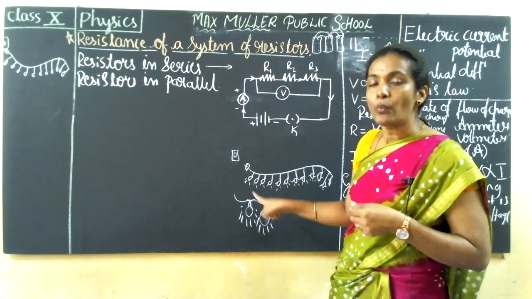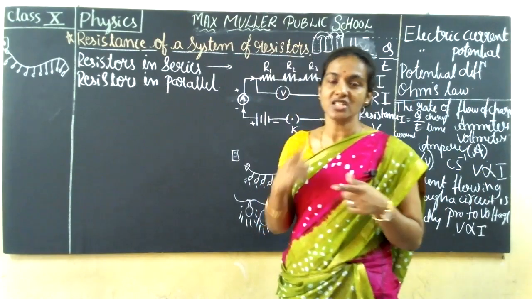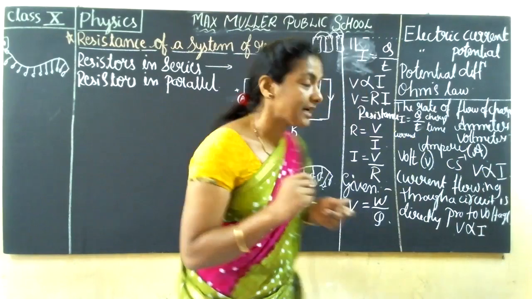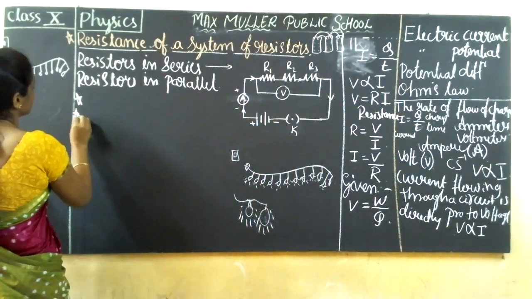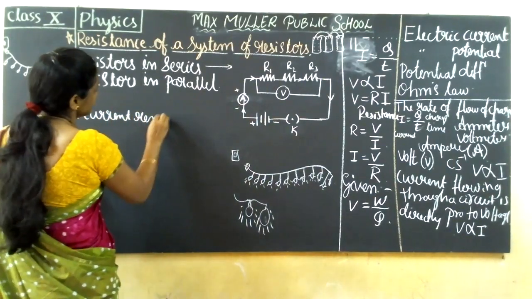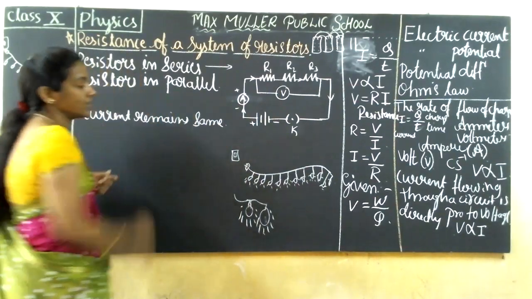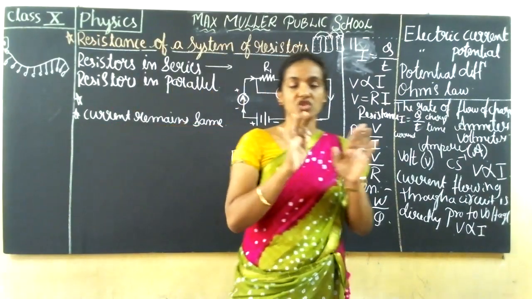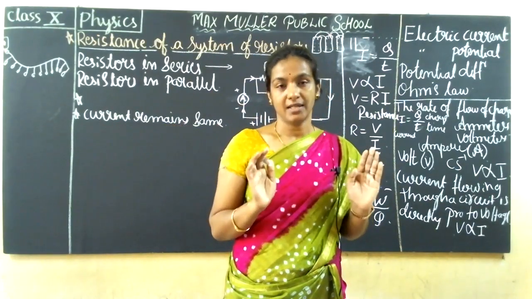It means here, when resistors are connected in series, current remains same. Current remains same throughout the circuit. There is no change in the current.